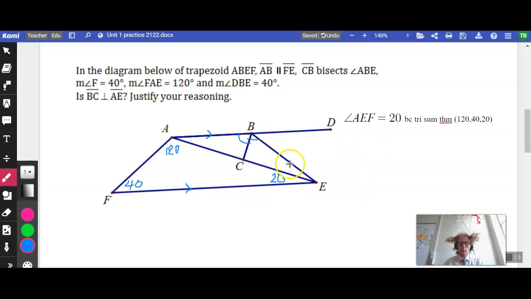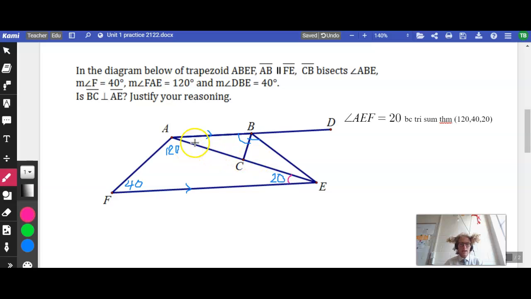Next, so I know this angle now. I know that I have parallel lines. And like I said, whenever you hear parallel lines, you want to be thinking alternate interior angles. So I see this 20-degree angle, and I see that it is alternate interior to this angle up here. Okay, so this angle and this angle are alternate interior angles.